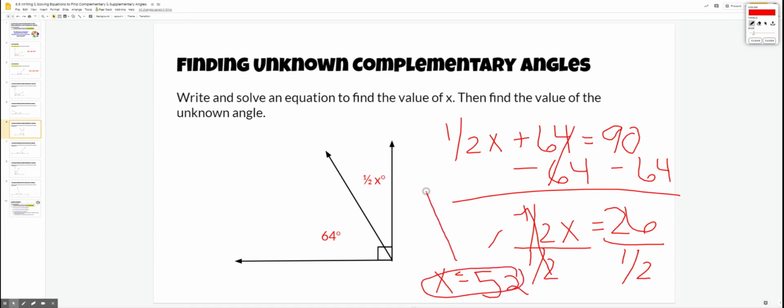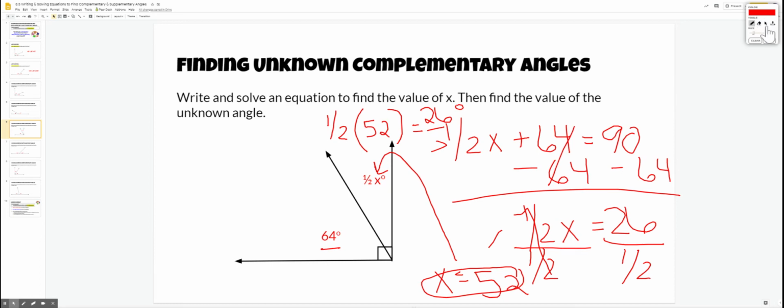Okay, so now I'm going to come up and throw that in here to figure out what the value of my angle is. 1/2 times x, so 1/2 times 52. Go ahead and figure out what's the final measure of that angle. And remember, you can use 0.5 for 1/2. All right, nice job. If you said that the angle measured 26 degrees, you are absolutely correct. And we can even check this because 64 plus 26 is going to give us 90.